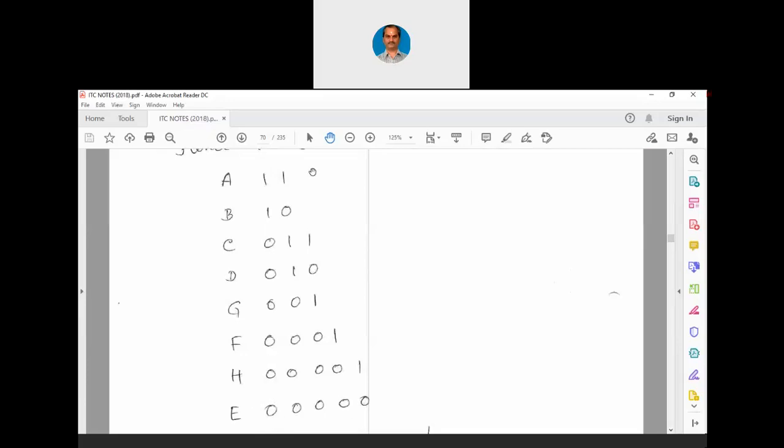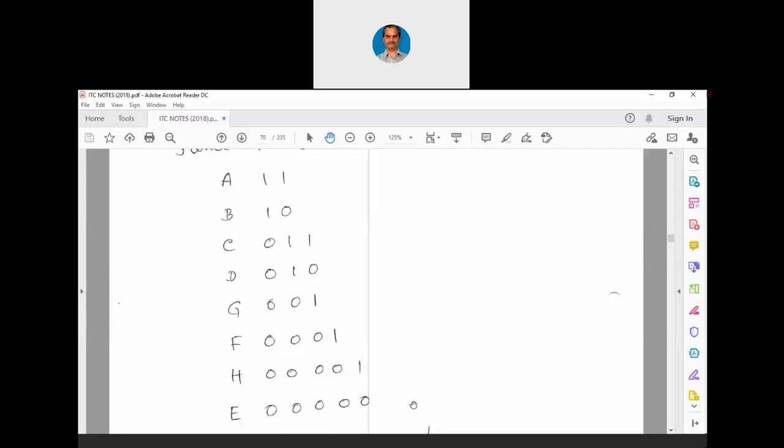So what it will become is, if at all you follow that procedure, A will become 0 0, B will become 0 1, C will become 1 0 0, D will become 1 0 1, G will become 1 1 0, F will become 1 1 1 0, H will become 1 1 1 1 0, and E will become 1 1 1 1 1. That also is a good coding only. That also is one more way of implementing the Shannon-Fano algorithm.